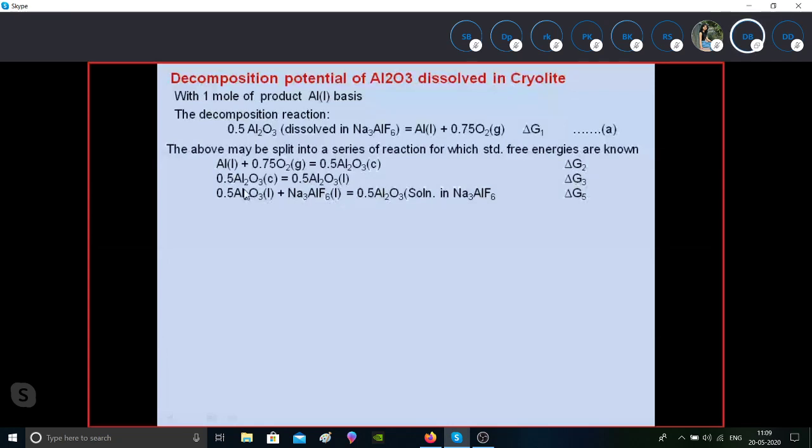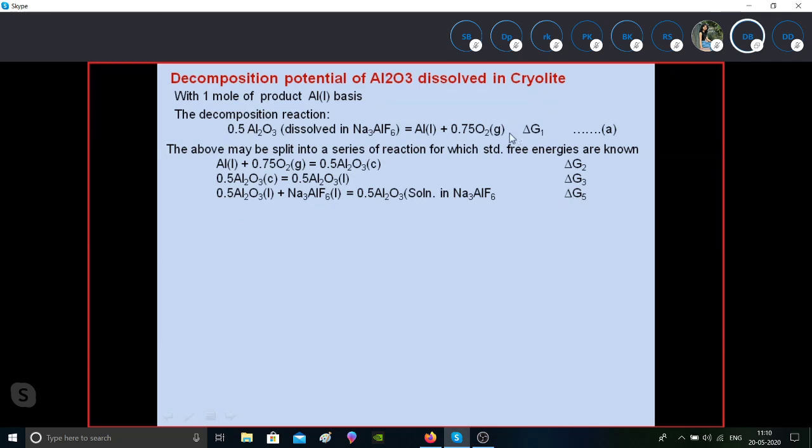Then 0.5 alumina goes in the liquid form, delta G3, and 0.5 alumina in the liquid form reacts with cryolite to give me 0.5 alumina in solution in the cryolite. So that is G5, I mean it should be G4, I'm so sorry. It should be G4. Okay, make a correction. It will be G4.